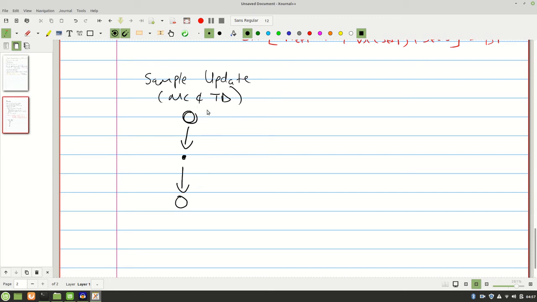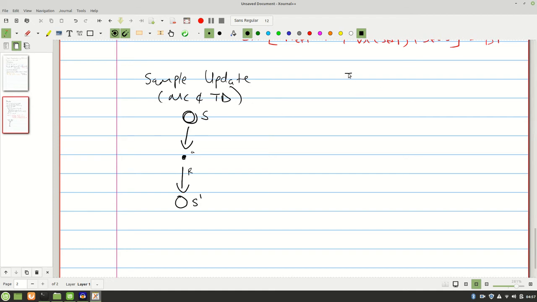So if this is state S and this is state S prime, and we get some reward R here and there's some action A, then to update the value of S we look at the reward that we collect along the way and the value of S prime. We know this is a sample update because we're updating based on a single sample.